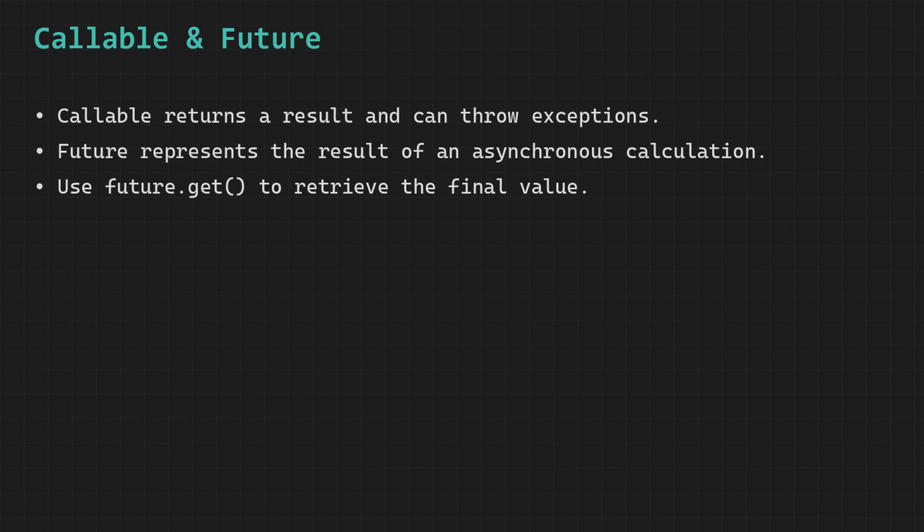When we submit a callable to our executor service using the executor.submit method, the executor immediately accepts the task and sends it off to a background thread for processing, and in return it gives us back a Future object which acts as a placeholder or a promise that the result will be available at some point in the future, even though it may not be ready at that exact moment of submission.